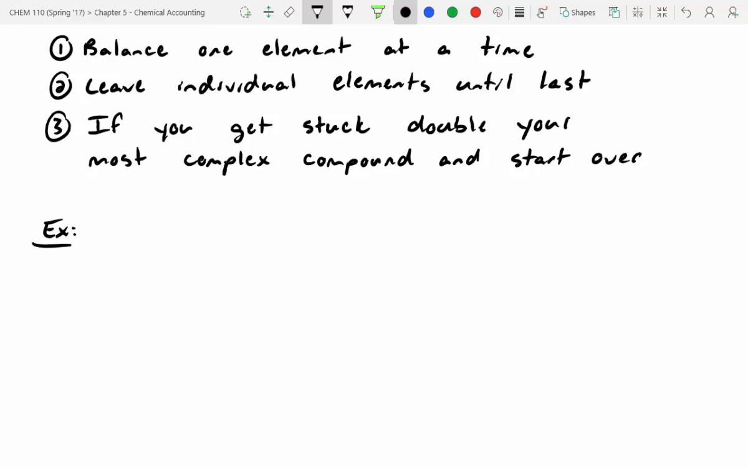So let's say I've got H2, and I'm reacting this with O2, and we're forming H2O. So hydrogen gas plus oxygen gas, if you burn it, actually forms water. So now what we need to do is figure out the coefficients that go in front of each of these. So what do you guys think we should do? Should we double the hydrogen, double the oxygen, double the water? What would make the most sense?